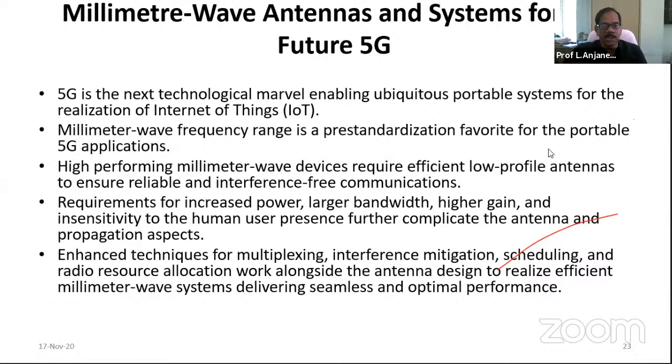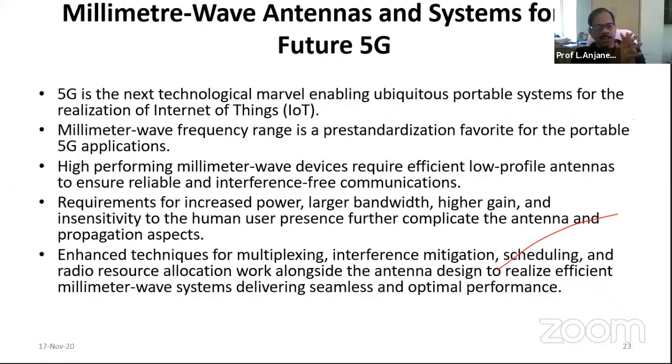Requirement of increased power, large bandwidth, very high gain, and insensitivity to the human user presence are some of the things which complicate the antenna design, and also the propagation effects, because the attenuation is more at higher frequencies, as the wavelengths are smaller. Atmospheric attenuation, attenuation through rain, will be much higher at high frequencies. So as we move to high frequencies, while we can have smaller and compact devices operating at low powers, we have this major problem of signal attenuation. As the distance increases, the signal gets attenuated more, and the path loss will be more.